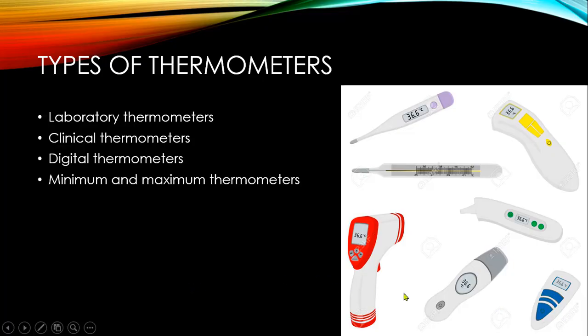Now, we've been seeing a lot of these lately, different types of thermometers. Anywhere you go, you're seeing one or the other, all right? Mostly you'll be seeing these in the stores, and in the labs and so on. So the main ones we'll be looking at are laboratory thermometers, clinical thermometers, digital thermometers, and minimum and maximum thermometers.